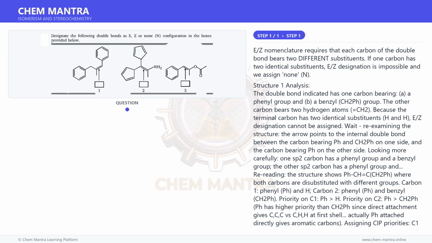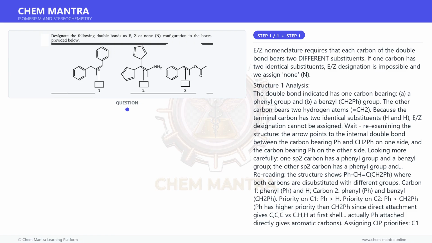Looking more carefully, one sp2 carbon has a phenyl group and a benzyl group. Rereading, the structure shows PhCH=C, CH2Ph, where both carbons are disubstituted with different groups. Carbon 1: phenyl, Ph, and H. Carbon 2: phenyl, Ph, and benzyl, CH2Ph. Priority on C1 is Ph, priority on C2 is Ph over CH2Ph.